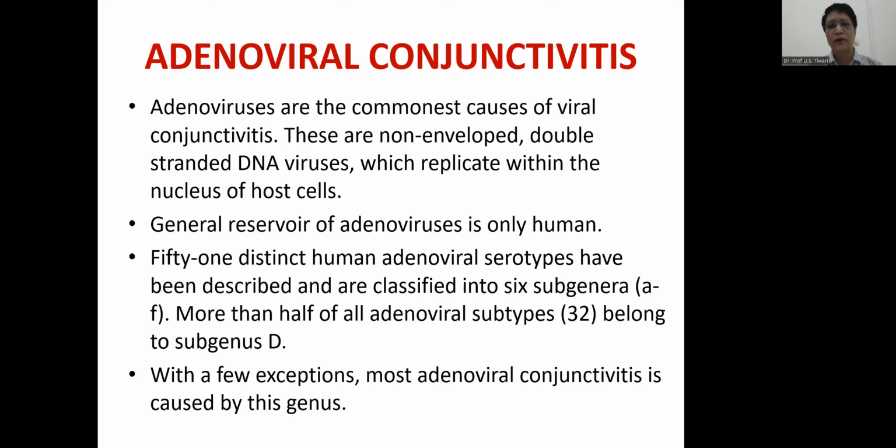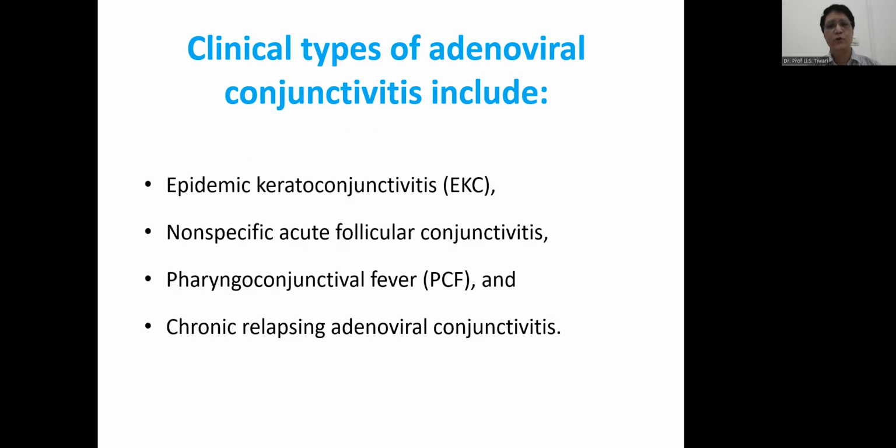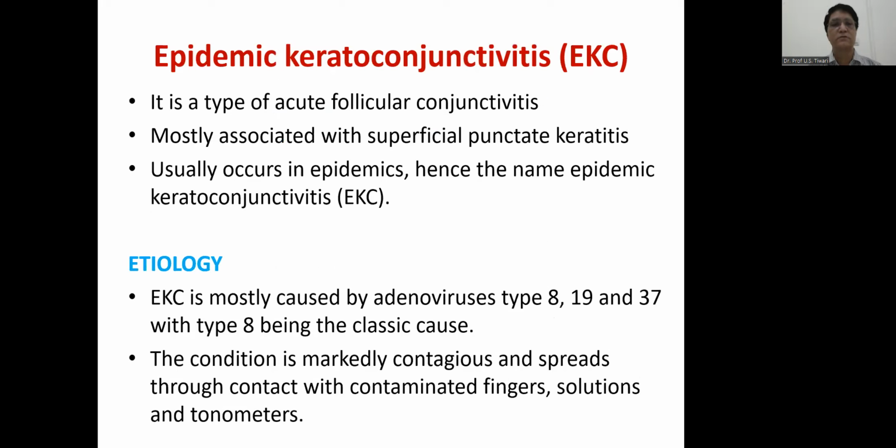51 distinct human adenoviral serotypes have been identified, and they are classified into 6 subgenera, A to F. More than half of the adenoviral subtypes belong to subgenus D. With a few exceptions, most adenoviral conjunctivitis is caused by subgenus D. Clinical types of adenoviral conjunctivitis include epidemic keratoconjunctivitis, non-specific acute follicular conjunctivitis, pharyngoconjunctival fever, and chronic relapsing adenoviral conjunctivitis. These are the different varieties of adenoviral conjunctivitis.